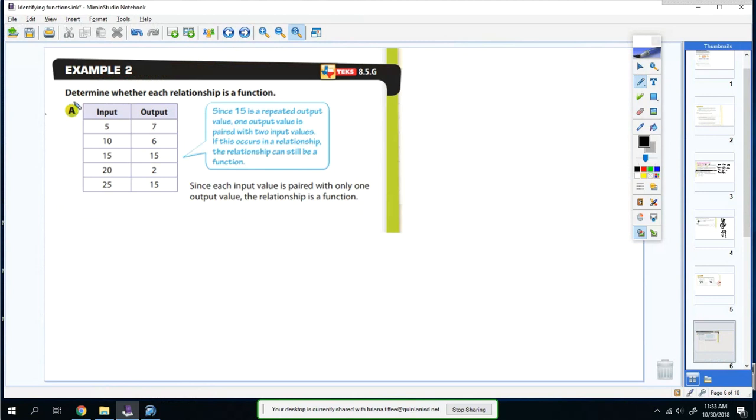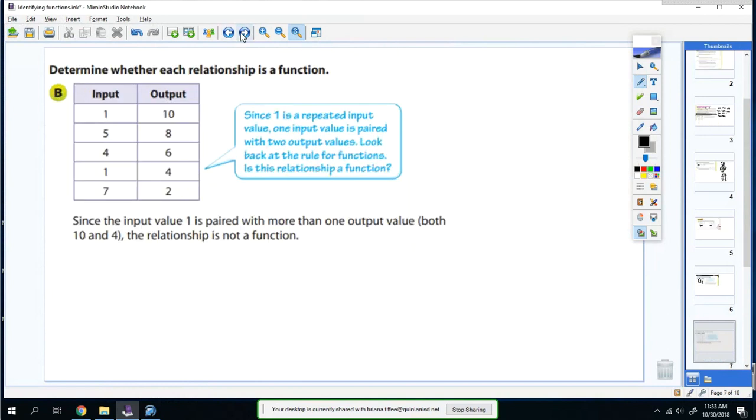All right, determine whether each relationship is a function. So it's the same thing as a mapping is a table. So it's the same idea. This is a function because the inputs are all different. The outputs do have 2 of the same numbers of 15, but that doesn't matter. It's still a function. Okay, B is not a function because they have 2 inputs that are the same.